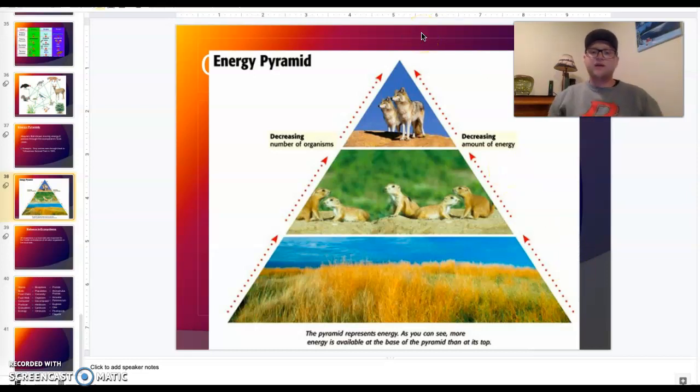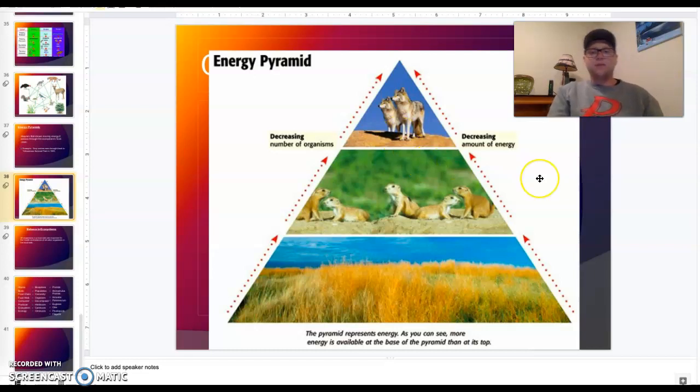What do you think would happen to the prairie dog population if coyotes were removed from the top of this food chain? Let's say that all the coyotes die from a disease. What do you think would happen to the prairie dog population?